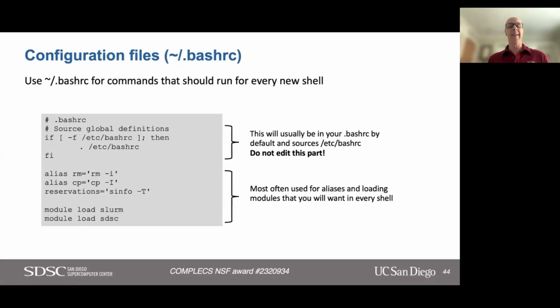In the .bashrc, this is where we're going to put commands that should be run for every new shell. Again, there's going to be some boilerplate at the top. You can see here that we would be executing the contents of the sysadmin-owned /etc/bashrc. And then below that is where you could do your customizations. So you could create your aliases. I realize I have a typo here. There should be an alias instead in front of reservations. I'll fix that shortly. You can load some modules.